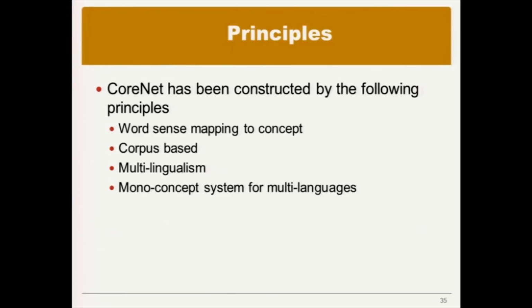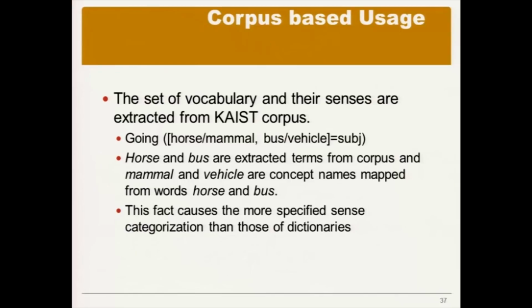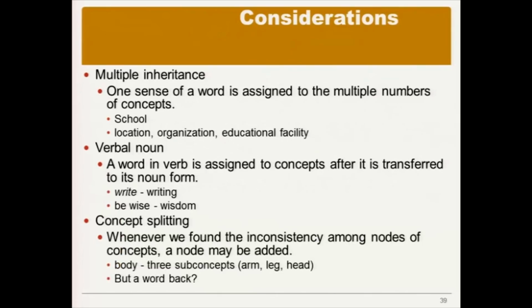The Korean WordNet has been constructed by the following principles: sense mapping to concepts by using the corpus, and multilingualism. But we don't want to link it to English, but just investigate the Chinese, Japanese, and Korean corpus. I believe that the 3 languages must have some shared concepts. Sense mapping, for example, has some multi-facet hierarchy and so on. So here it is corpus-based usage and multilingualism.